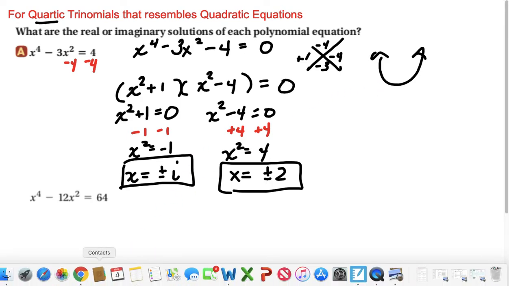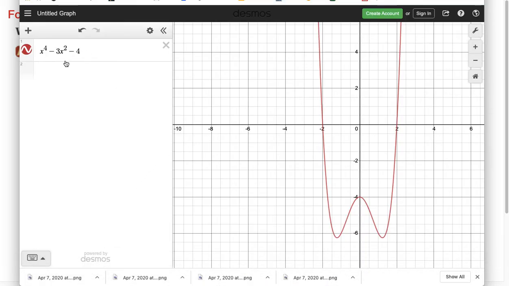All right, I'm going to show you the graphs just so you can see what I'm talking about. Okay, let's go to decimals. And here it is. I already graphed x to the fourth minus 3x squared minus 4. And you notice that, look at the end behavior, because it's raised to the fourth power and a positive leading coefficient.